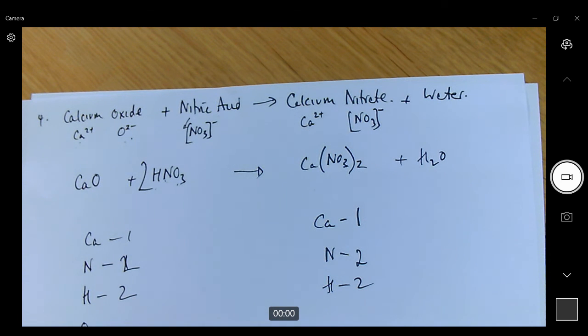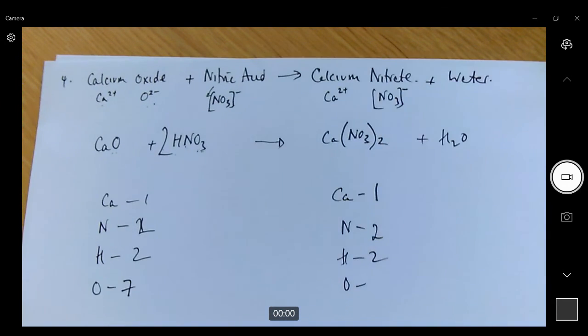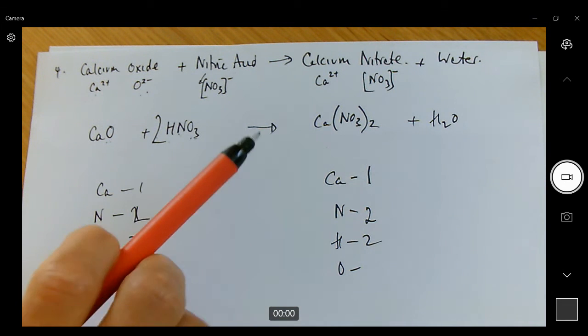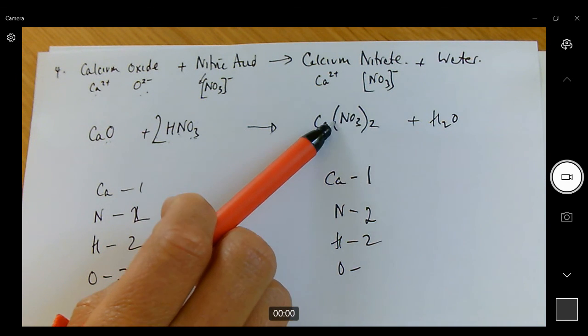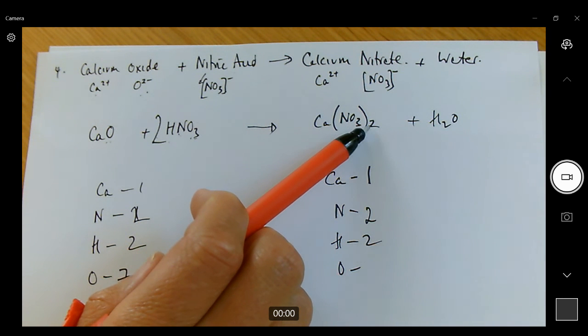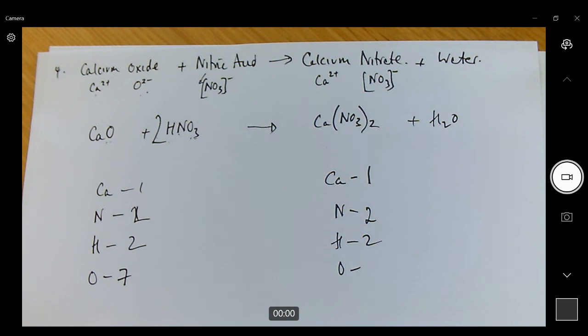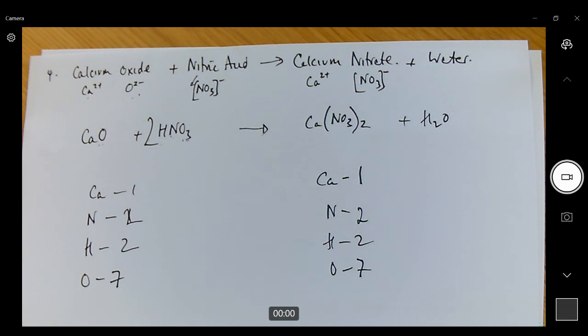And what's left? Oxygens. I've got 1 on this molecule, and I've got 2 lots of 3. So I've got 6 here, plus 1 is 7. And over here, let's see, can you see that? Over here, I have got 3 in 1 molecule of nitrate, but I've got 2 lots of nitrate, so I've got 6 on this side, on this molecule here, and I have got 1 there, so I've got 7 on this side as well. And so my formula is balanced.